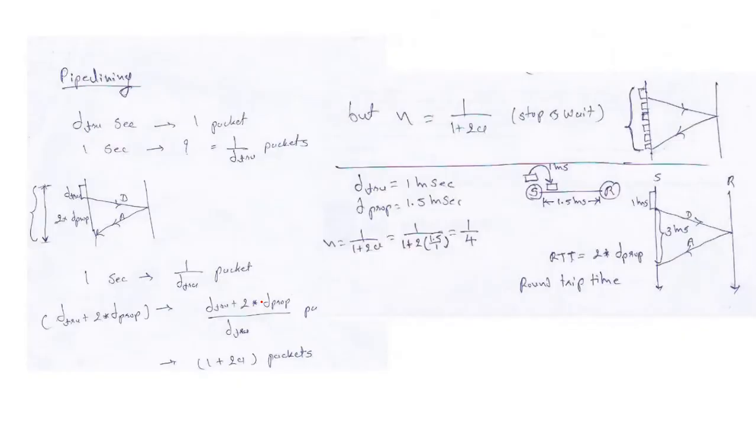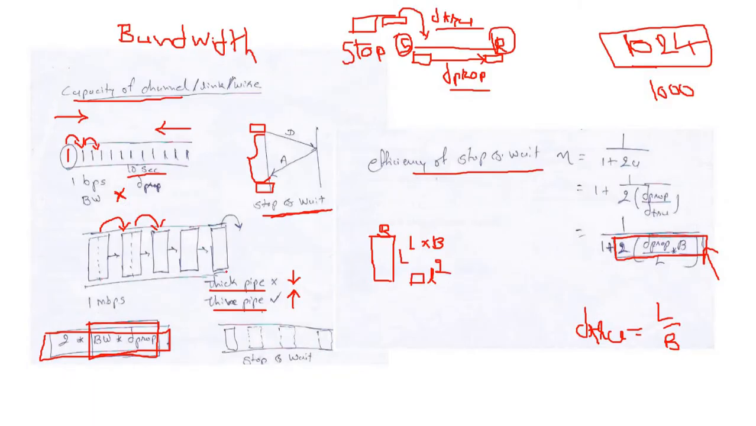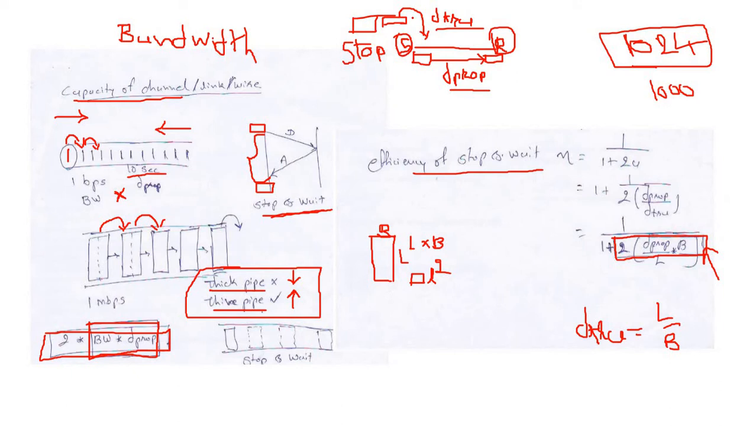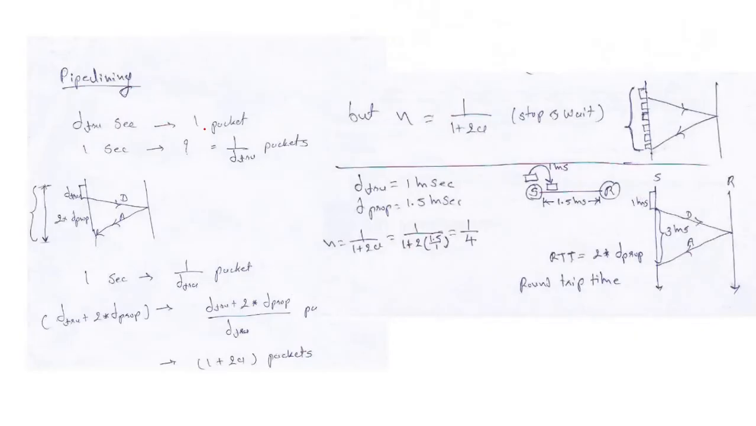Let's see next the fundamentals of pipelining. Here you will be able to understand perfectly this parameter about thick and thin pipes. Now, in one transmission time, we are sending one packet. That is our transmission time, whether it is 1 second, 2 seconds, or 5 seconds. In stop and wait protocol, in a transmission time we are sending only one packet. So how many packets are we able to send in 1 second? In 1 second, we are able to transmit 1 upon delay of transmission packets.